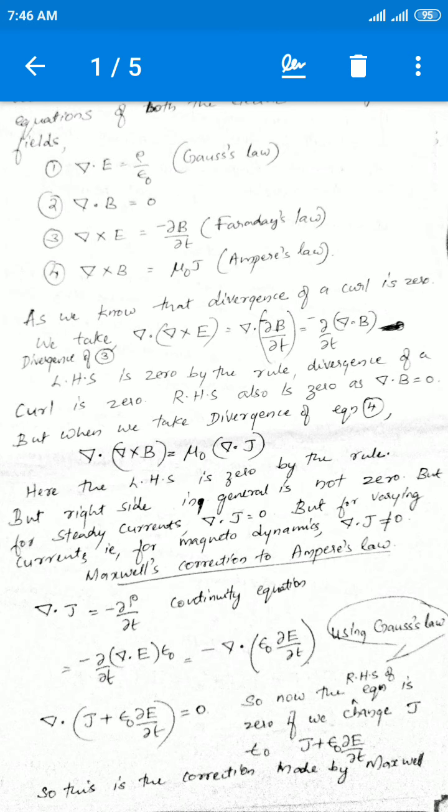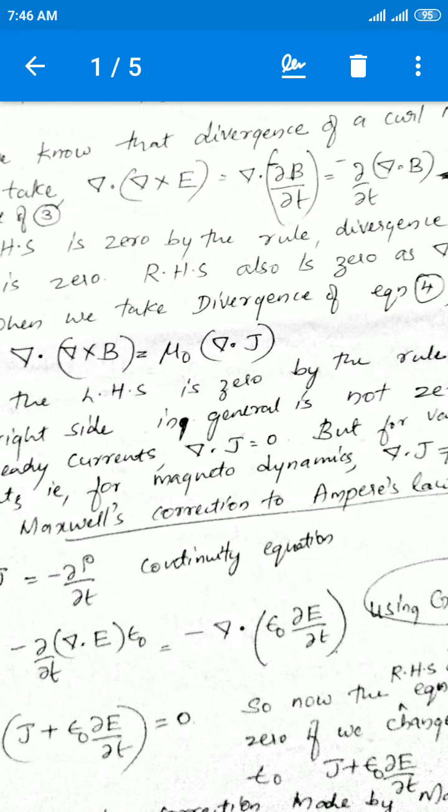First he checked what is del dot J. By the continuity equation we know that del dot J is minus dou rho by dou T. So we know that the rate of change of charge moving out of the system is the same as the rate of change of charge coming inside. So del dot J should be equal to minus dou rho by dou T. That is the continuity equation.